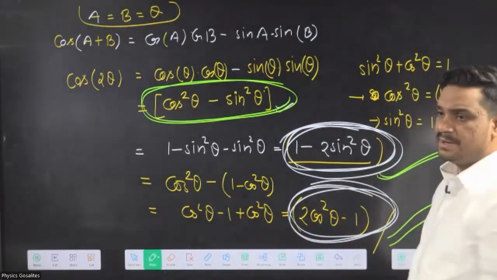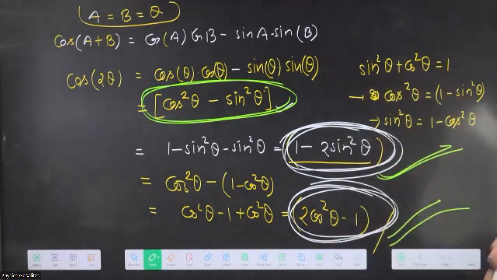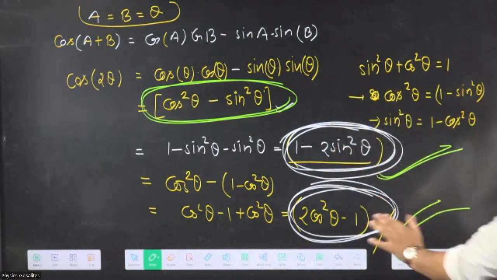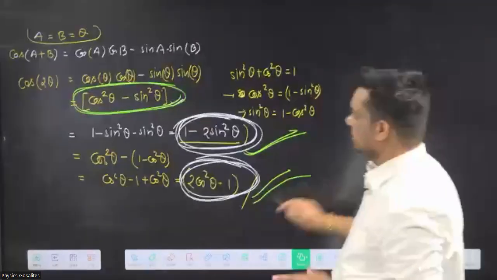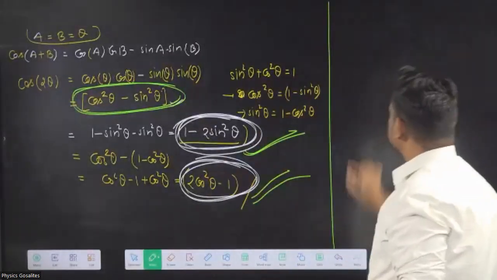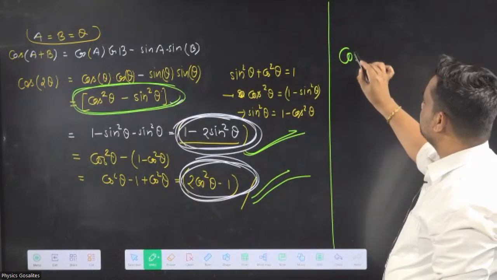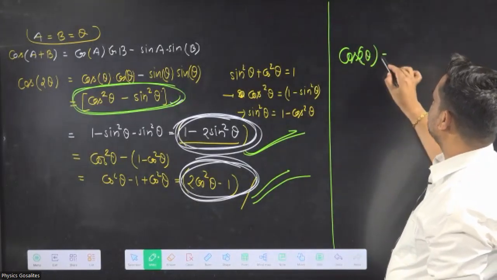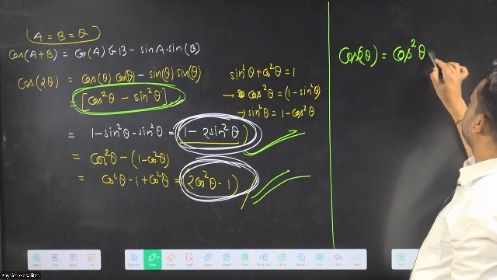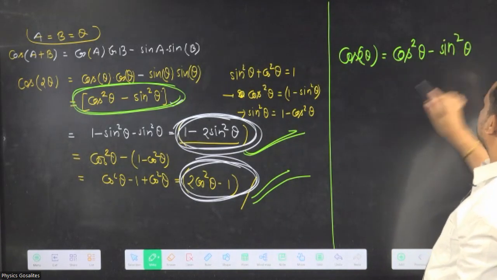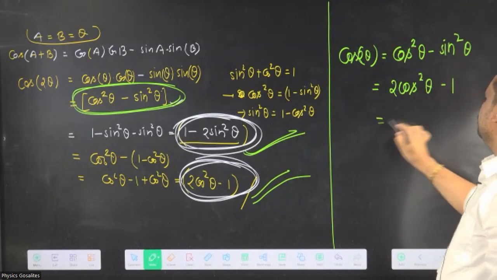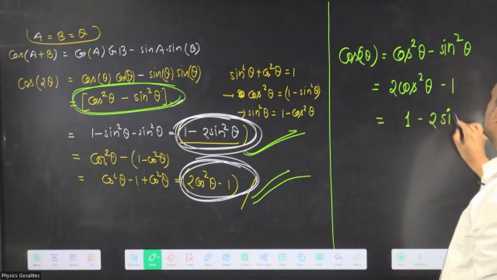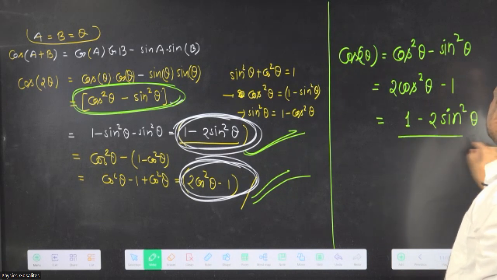This one and this one, you have to remember. I can write all 3 together here, because ultimately we don't need proof. So cos 2 theta is cos square theta minus sin square theta. We can write 2 cos square theta minus 1, and we can write 1 minus 2 sin square theta. Clear?